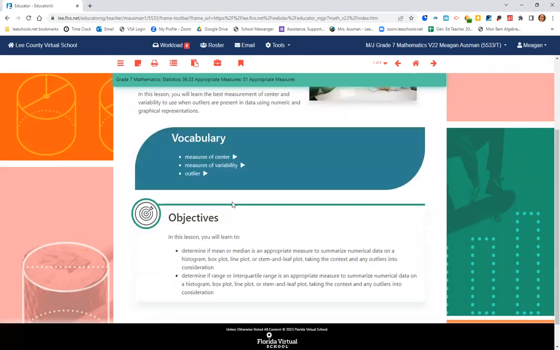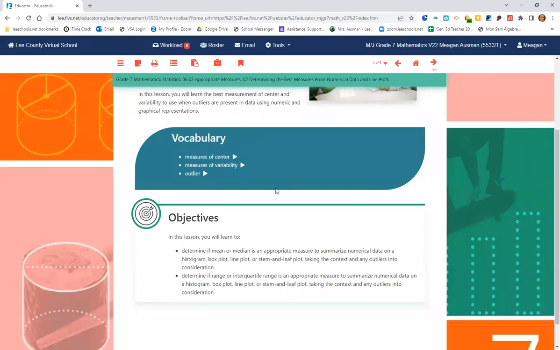We have measures of center, measures of variability, and outlier. Okay, we will go through those in the lesson. In this lesson, our objective is to determine if mean or median is an appropriate measure to summarize the numerical data on a histogram, box plot, line plot, or stem and leaf plot, taking the context and any outliers into consideration. Our other objective is to determine if range or interquartile range is an appropriate measure to summarize numerical data on a histogram, box plot, line plot, or stem and leaf plot, taking the context and any outliers into consideration.